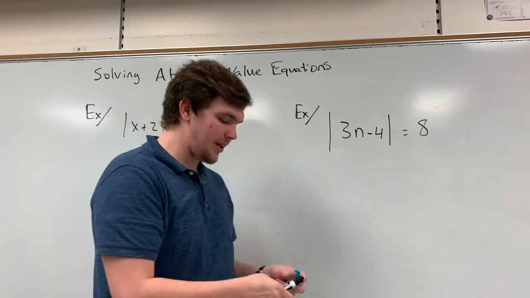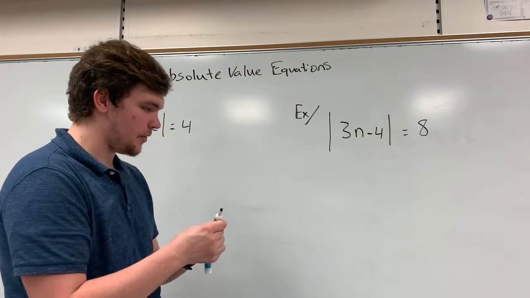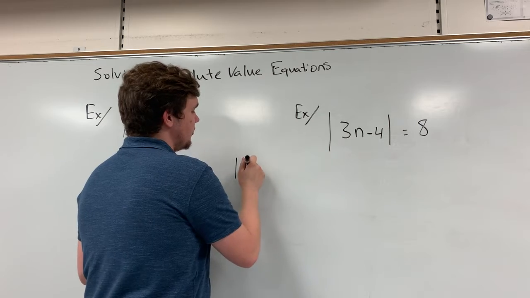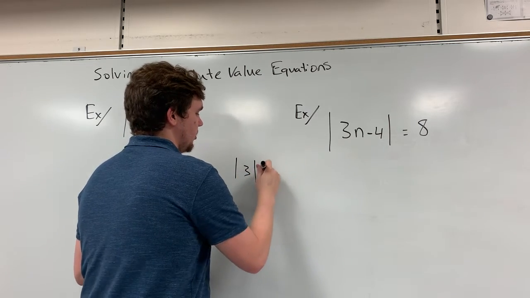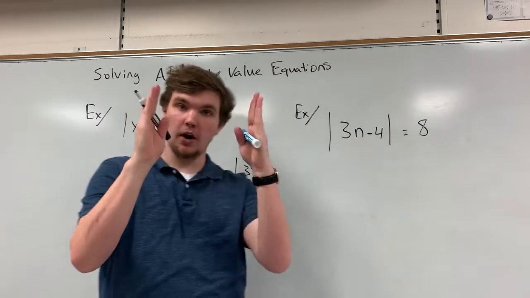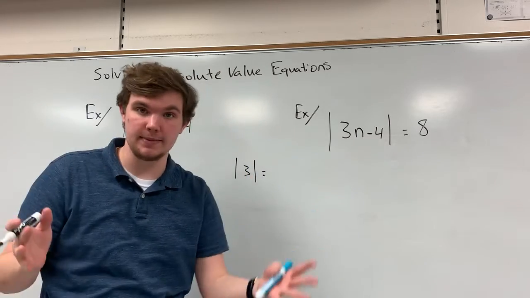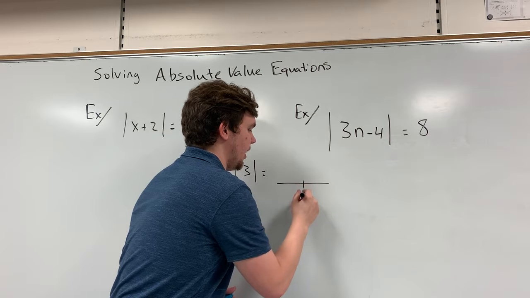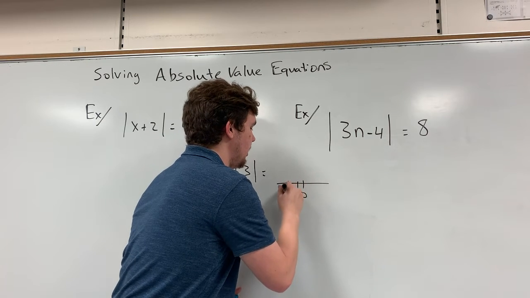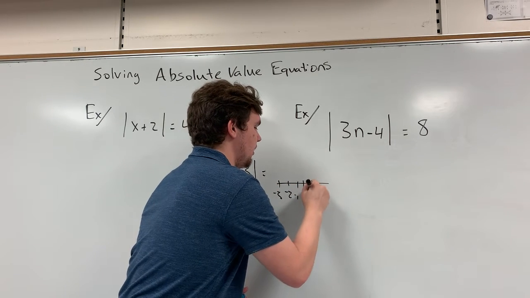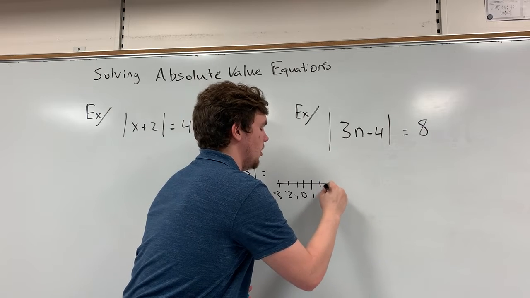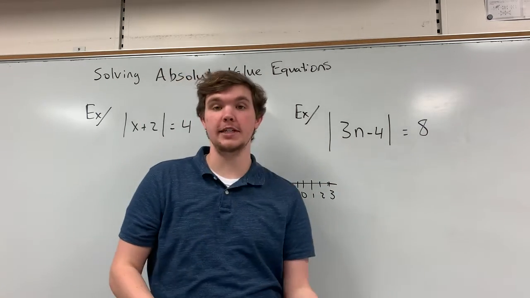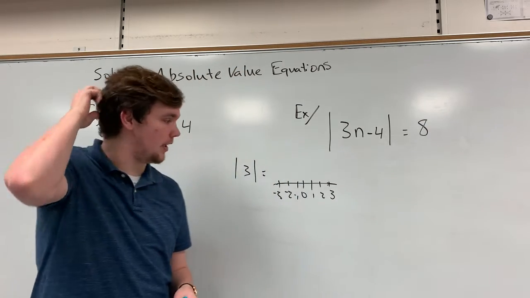A quick example of an absolute value: let's say I had the absolute value of 3. Remember those bars? These bars represent the absolute value, okay? If I'm looking at a number line here, I've got 0, -1, -2, -3, and then 1, 2, 3. I'm trying to find the total distance away from 0. That's what absolute value implies.